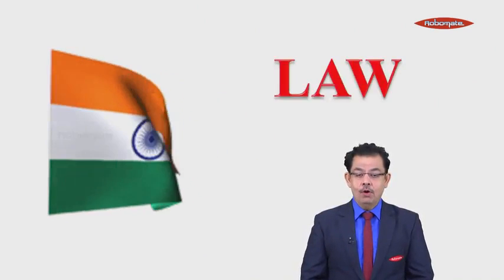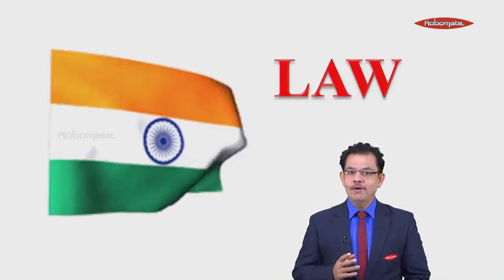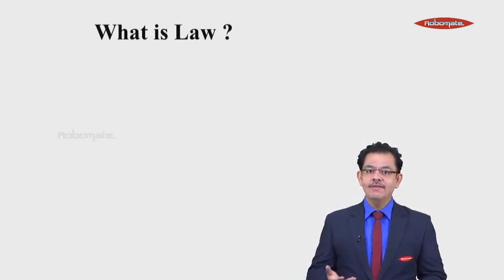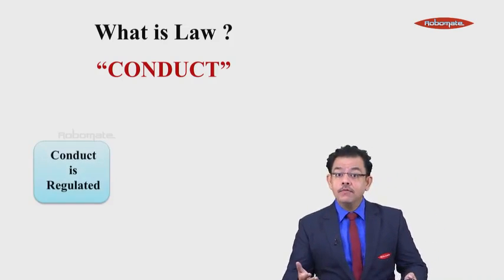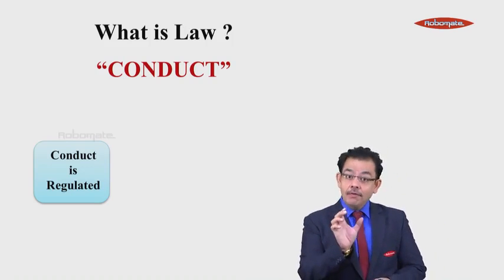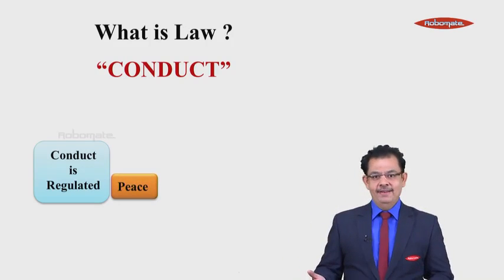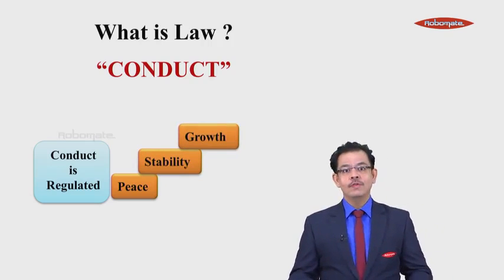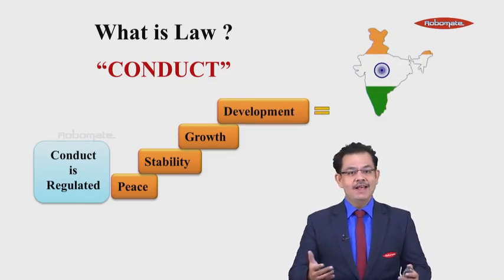But before we start with Mercantile Law, two points about the law must be zipped in our mind. The two most important points. The very first point is, what is law? Law means the conduct. It is the rules and regulations to regulate the conduct of the people at large. Because if the conduct of the people is regulated, is governed, is good, is rational, then automatically we will have peace in the society. And when there is peace in the society, we will have stability. And when we have stability, we will have growth. And when we have growth, we will have development in the society. And that is what a very civilized society is.